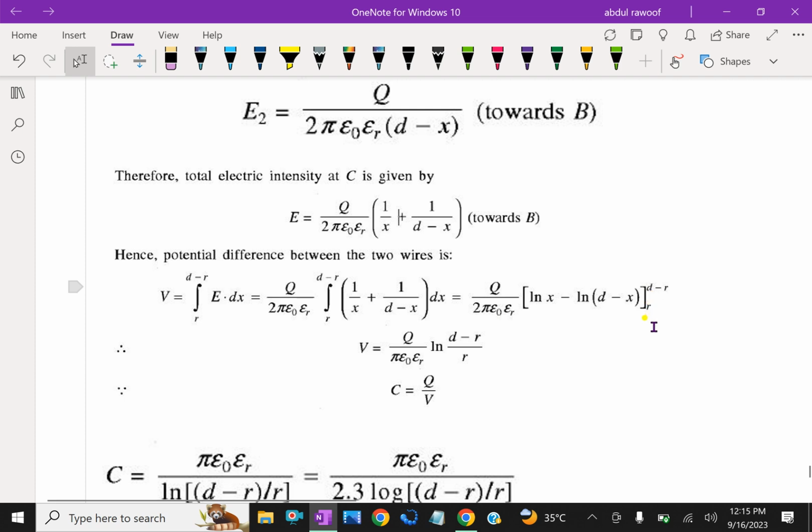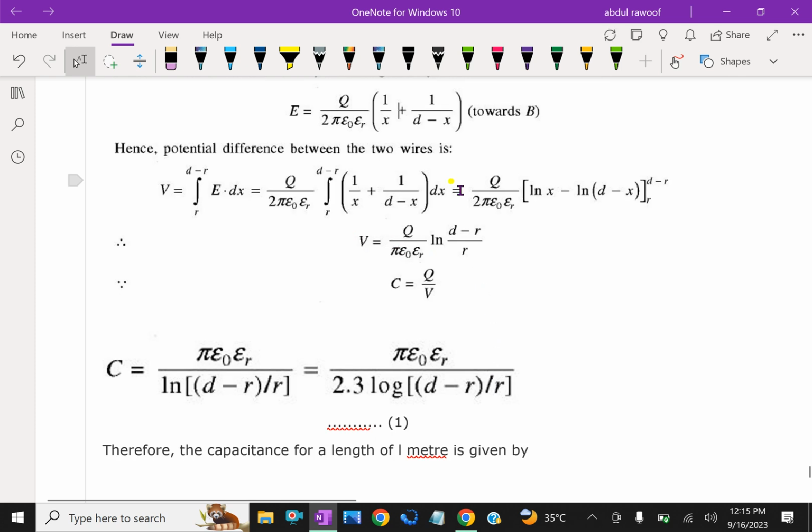Substituting the limits d minus r and r, we get V equal to q over pi epsilon 0 epsilon r times ln of (d minus r) over r. Then capacitance C equals q over V. From rearrangement, C equals pi epsilon 0 epsilon r over ln of (d minus r) over r.